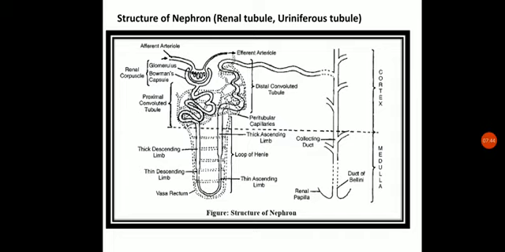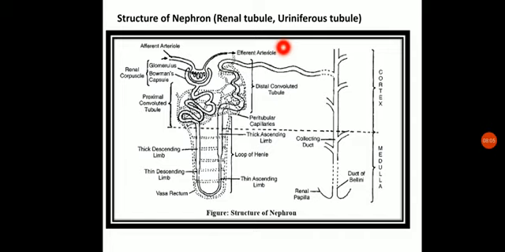Now let us see the structure of the nephron. The nephron has mainly three different parts. Let us see what all parts are there. First of all, this nephron is also called uriniferous tubule. Write it down. The nephron is also called uriniferous tubule or renal tubule.